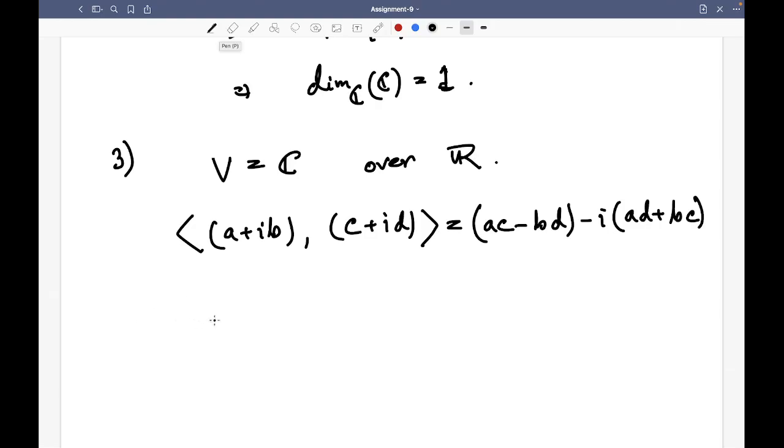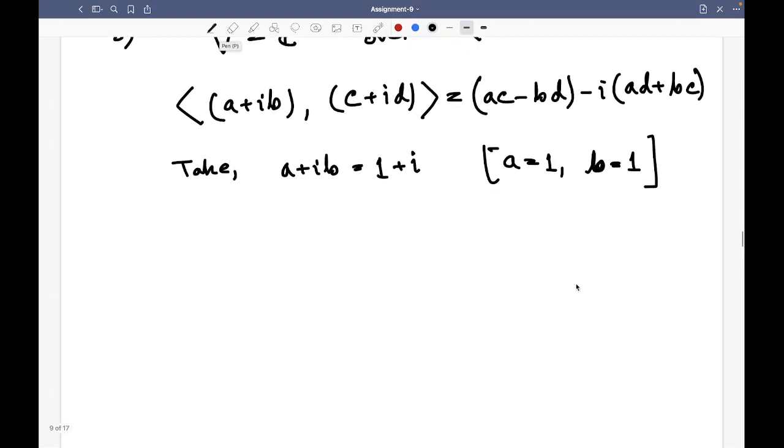So again we check condition number 3, the positivity condition. So let's check. Here we will take A plus iB equals 1 plus i. So A equals 1, B equals also 1. Now check this: 1 plus i comma 1 plus i.